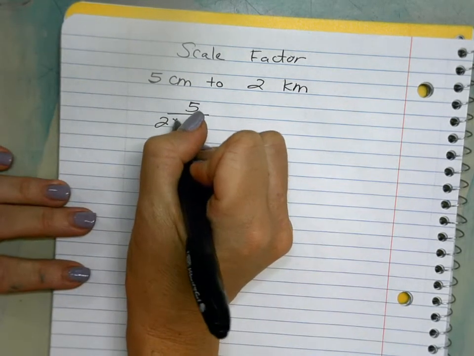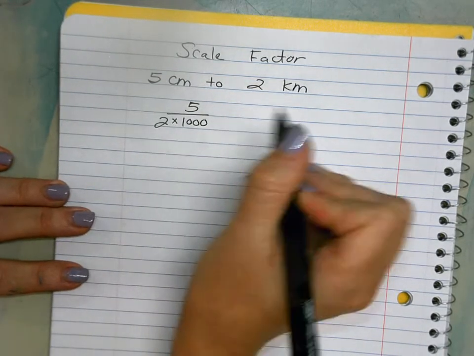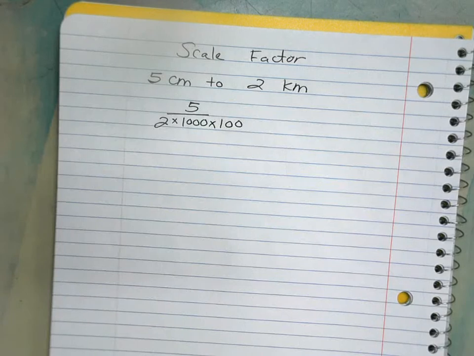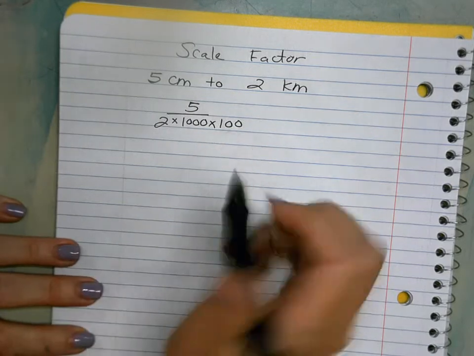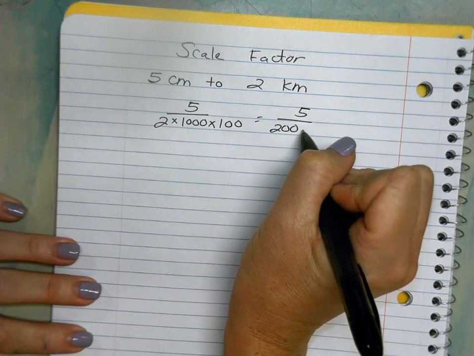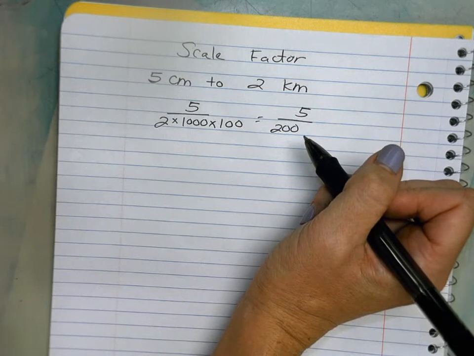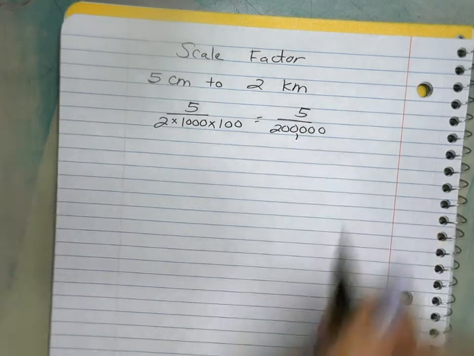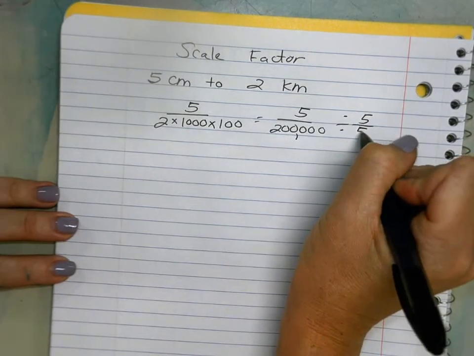But I'm going to take my 2, and to change kilometers to meters, I would multiply by 1,000. And then to change meters to centimeters, cent meaning 100, I would multiply by 100. And so I'm going to get 5 over 200,000. And then from here, all that you have to do is just divide by 5 to simplify your fraction.